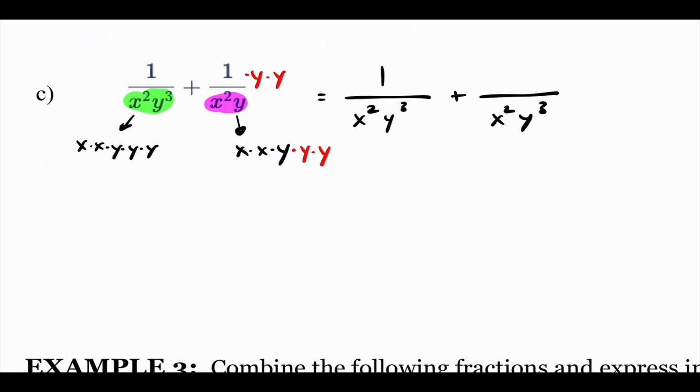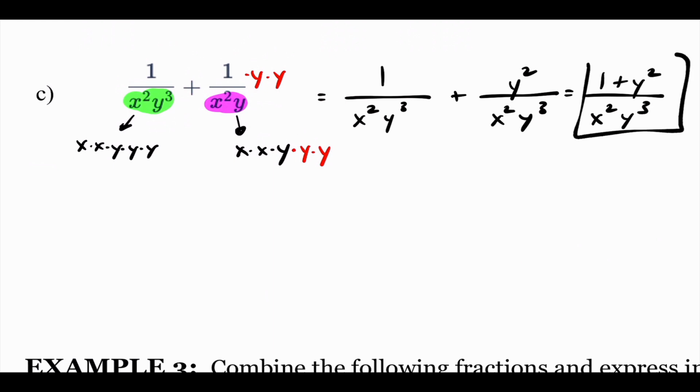The first guy stays the same. The second guy is 1 times y times y. Y squared. Denominator stays the same. We just add the top. Here's a question. So my answer.